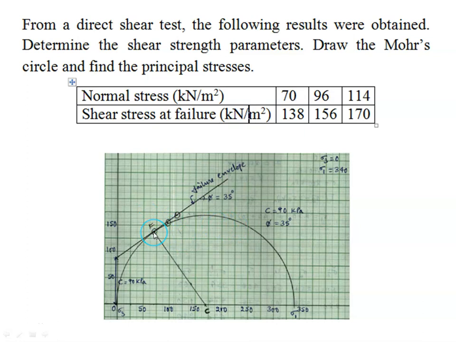So how to draw the Mohr circle? We have to draw a perpendicular. This is the perpendicular from the failure point on to the x-axis. So that point represents the center of the Mohr circle. Then we can take CF as radius and C as center. We can draw the semicircle. So the end points of this semicircle represent the major and minor principal stresses. So like this we can draw the Mohr circle and then we can estimate the principal stresses.